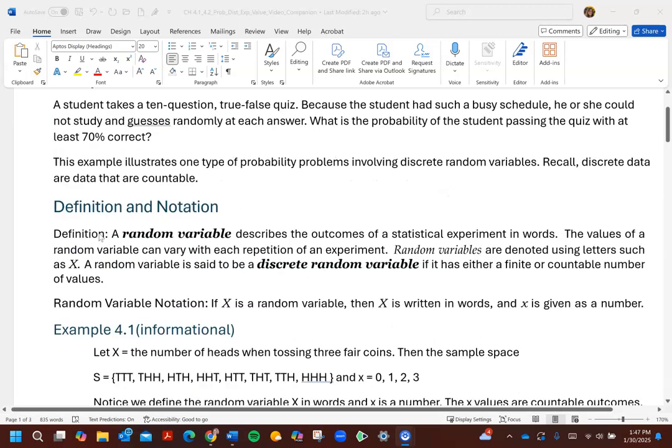So, some definitions and notation. A random variable describes the outcomes of a statistical experiment in words. The values of a random variable can vary with each repetition of an experiment. Random variables are denoted using letters such as X, a capital X here. A random variable is said to be a discrete random variable if it has either a finite or countable number of values. For random variable notation, we use capital X when we write out what that means in words, and a small x is given as a number.